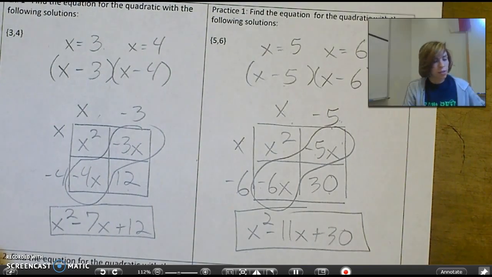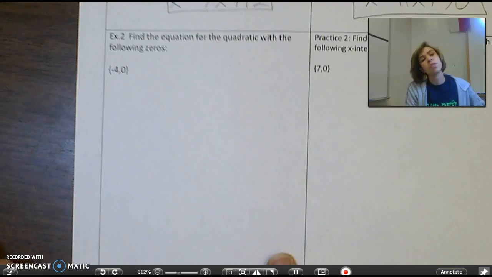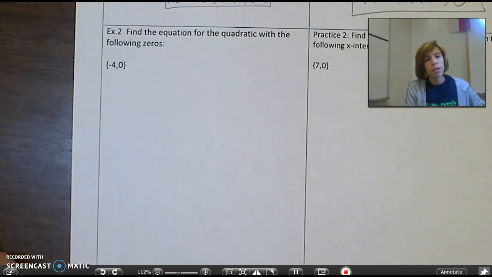All right, so let's go to the next one. So this example, we have a 0. Now there's two ways that you can do this.